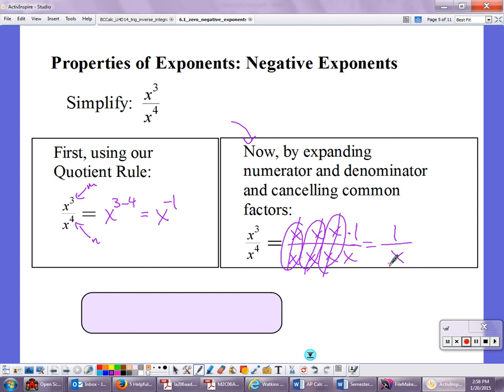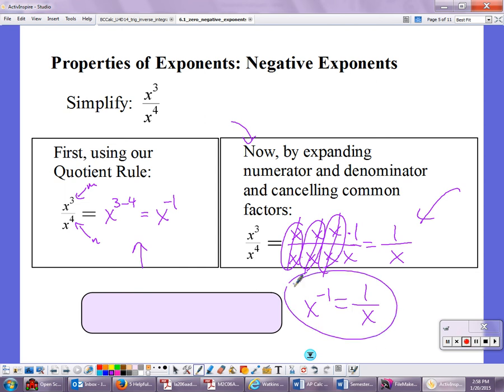Let's use that same reasoning we did in the last problem. We said x to the third over x to the fourth equals x to the negative 1. That's what we got by using the quotient rule. Over here, we got x to the third over x to the fourth, same thing, but that it equals 1 over x. Well, if x to the third over x to the fourth equals both of those things, then those two things better be equal to each other. So x to the negative 1 power equals 1 over x.